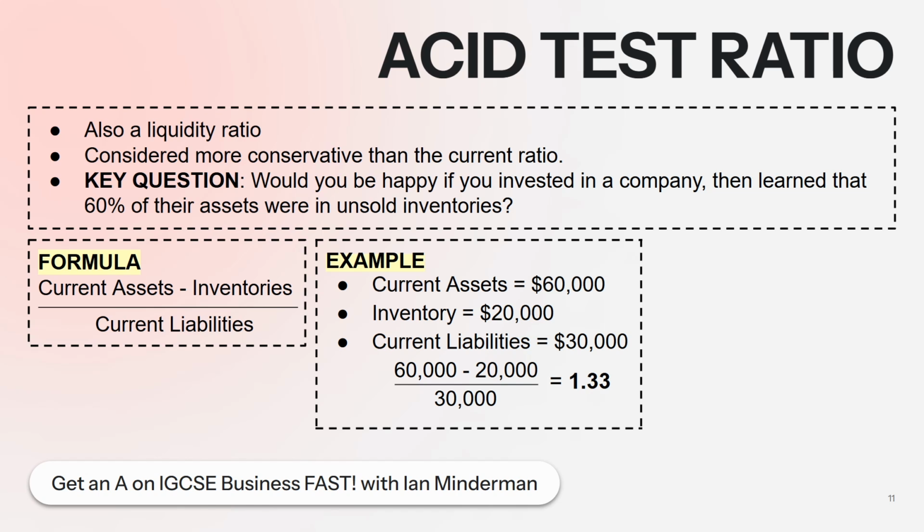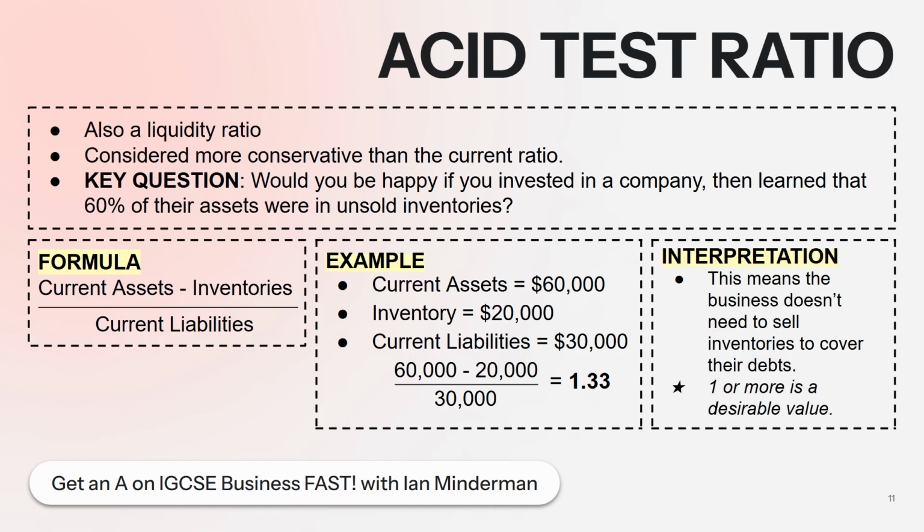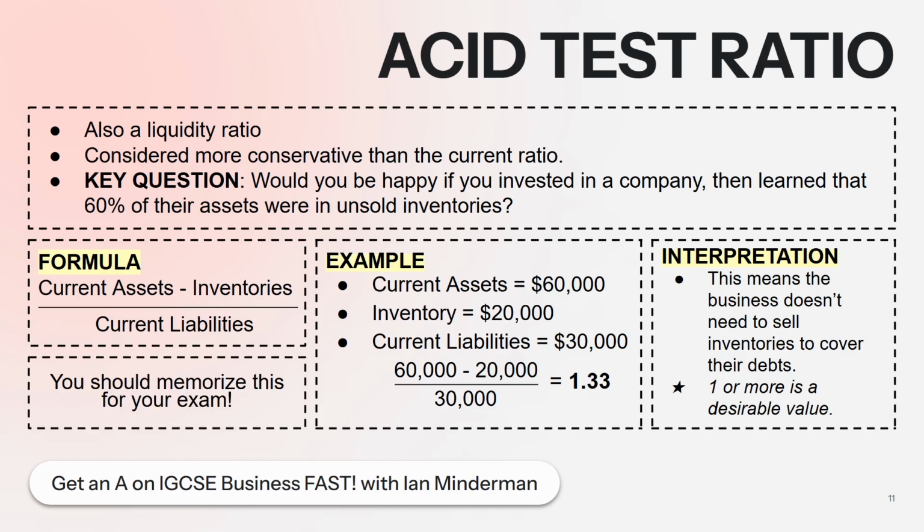It's important to be mindful of these things in your life because you don't want to lose your money, you don't want to get swindled, and you don't want to make poor decisions. The interpretation here is this means the business doesn't need to sell inventories to cover their debts. Technically, one or more is desirable. And by the way, you should definitely memorize this for your exam. It's really only one formula. Current assets over current liabilities. For the acid test ratio, you just take away inventories from the numerator. That's it.